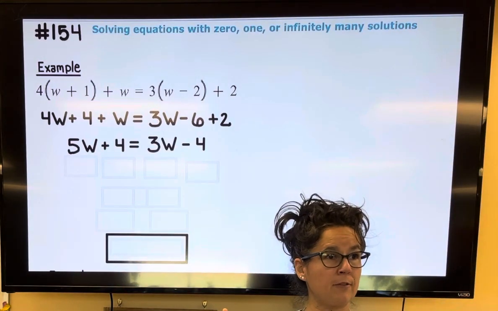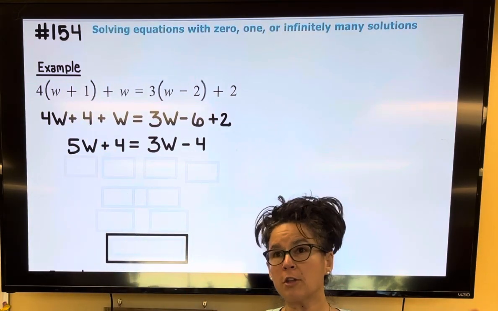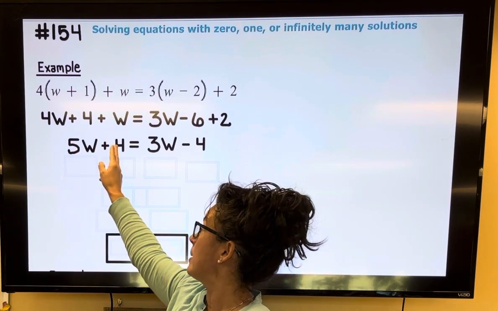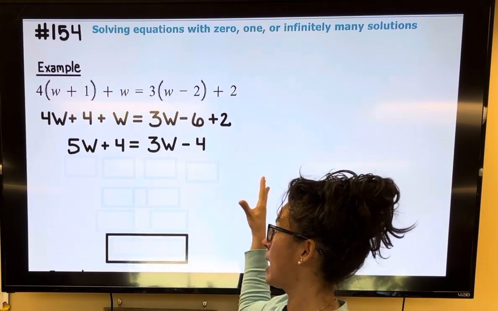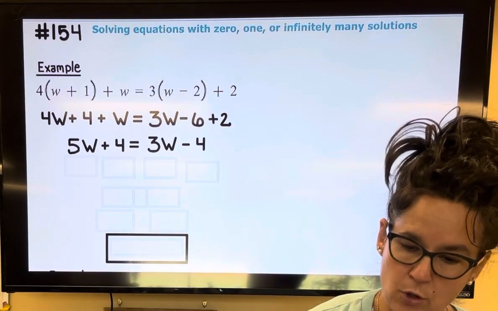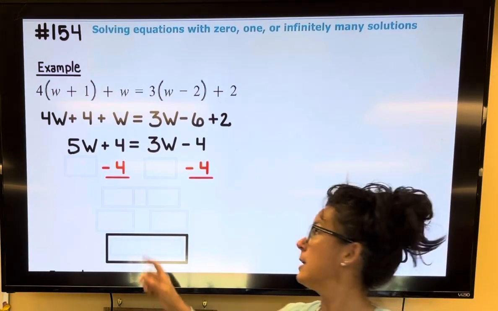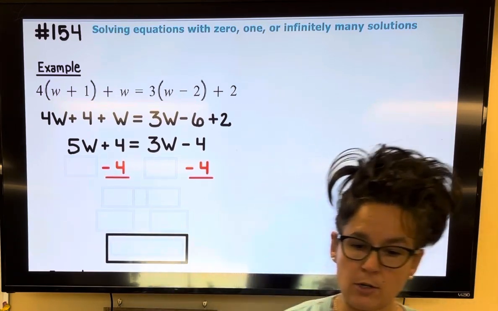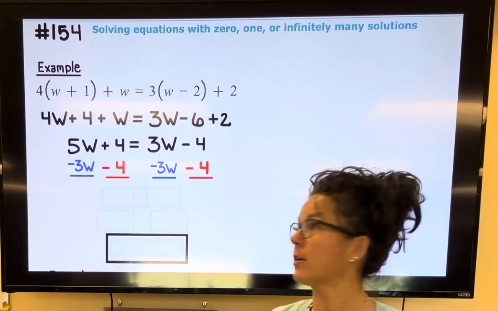Okay, now that I've simplified both sides by distributing and combining, I'm going to move all the letters to the same side and the numbers to the other. So I have my W's, my numbers, my W's, my numbers. I'm going to move my letters to the left and my numbers to the right. So I want to get rid of this plus 4, so I'm going to subtract 4. What I do to one side of the equal sign, I do to the other. And at the same time, I'm going to move my W's to the left, and I have a positive 3W, so I'm going to subtract it. What I do to one side, I do to the other.